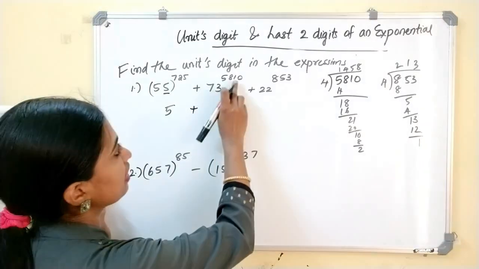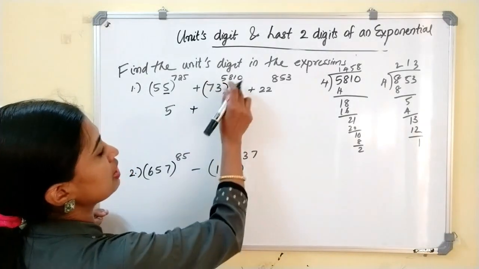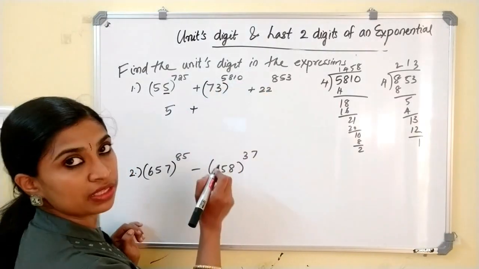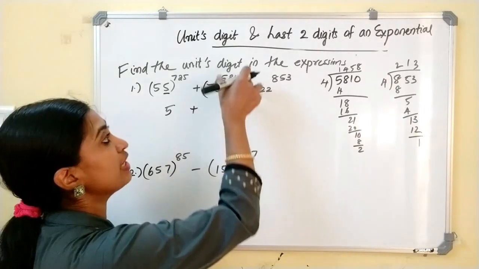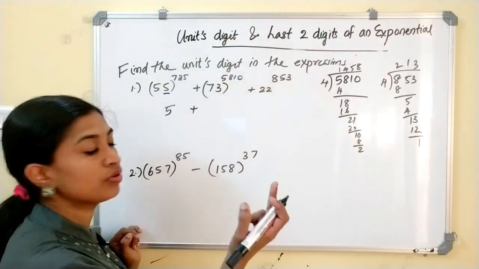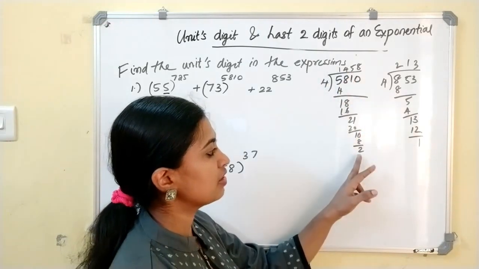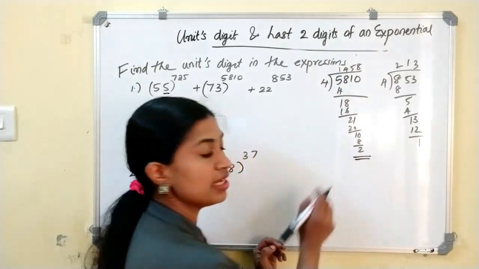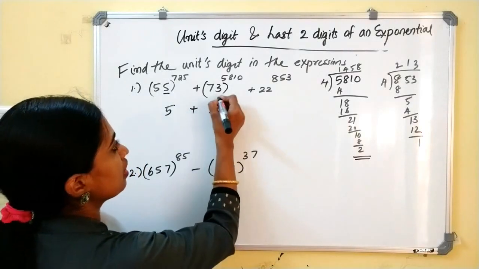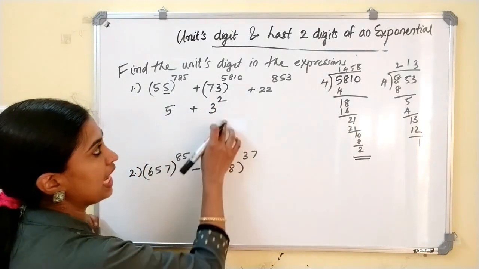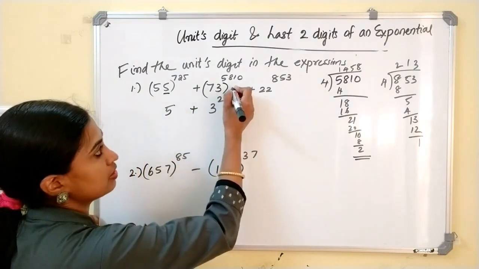Next is 73 raised to 5810. So 3 raised to something. 3 raised to something means we have to divide the exponential by 4. So 5810 divided by 4, the remainder is 2. We have to take this remainder. So 3 square, the ending digit of 3 square will be the answer of this term.